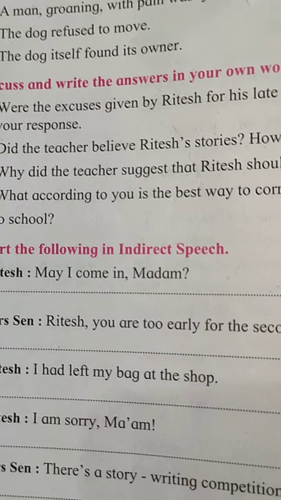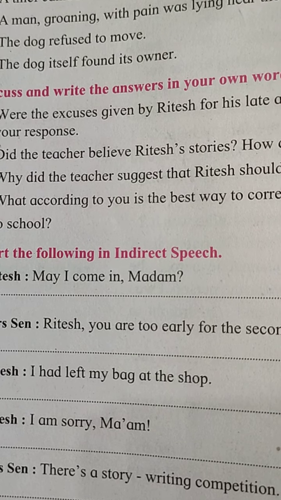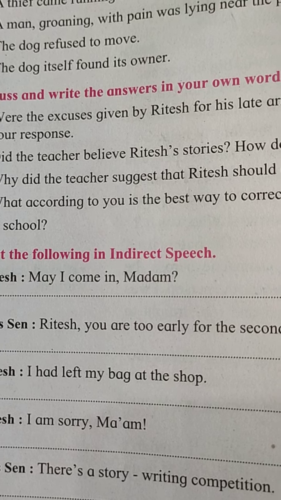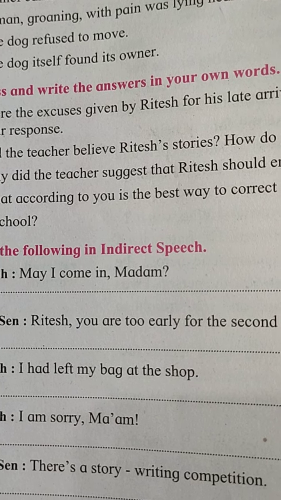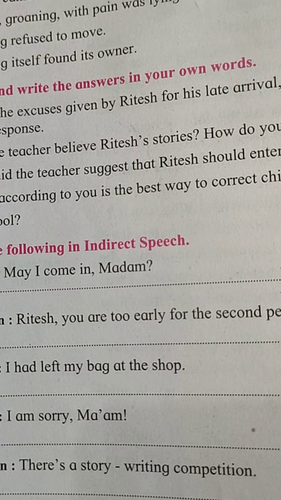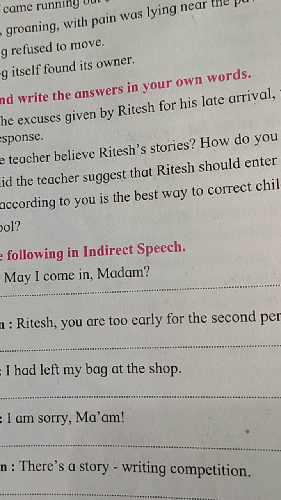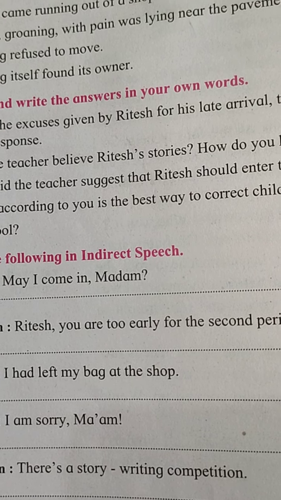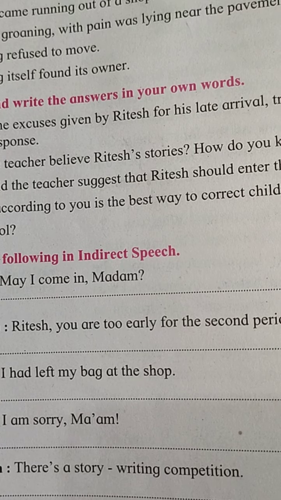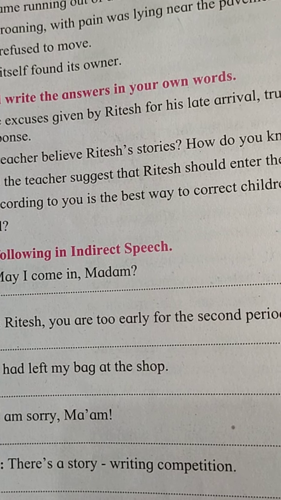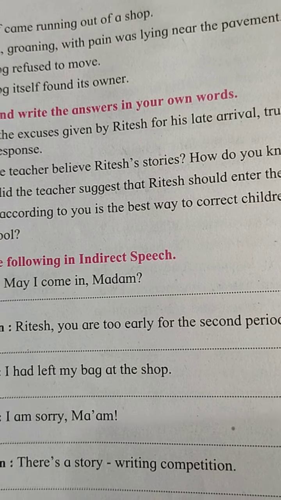The excuses given by Ritesh for his late arrival at school were not true. The following incidents tell us that the excuses were not true. The man lying on the ground in pain on the pavement started running with the thief. His description of the dog given in the two places is different. He had not entered the shop before, but he said he had left his bag in the shop. The story of the dog on its own does not sound convincing.